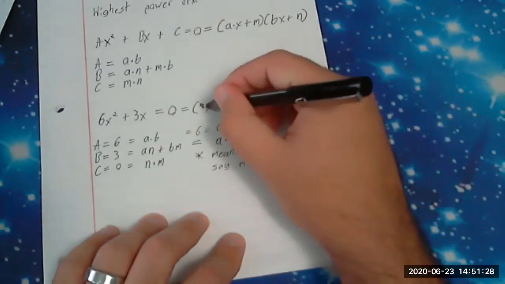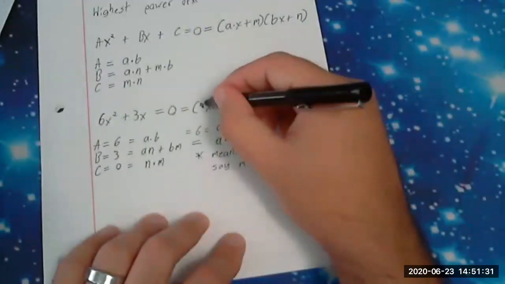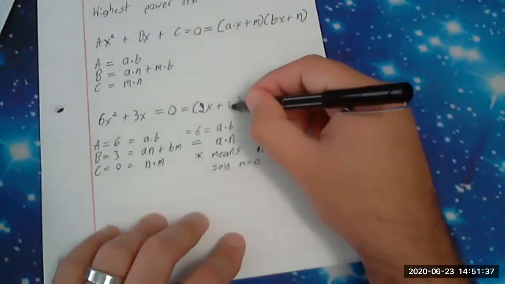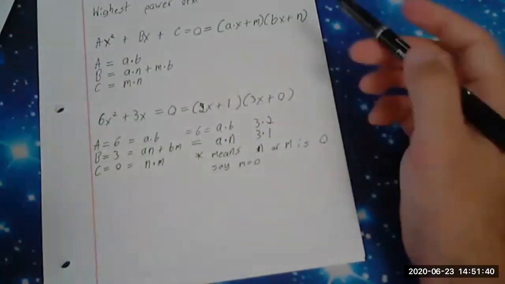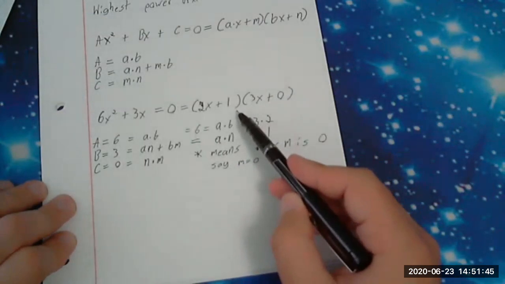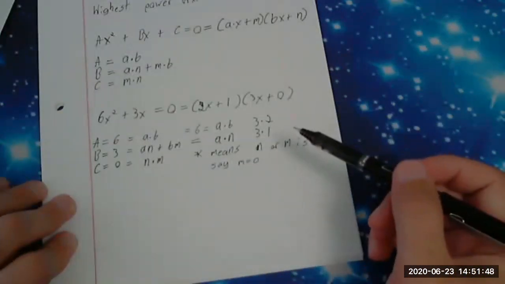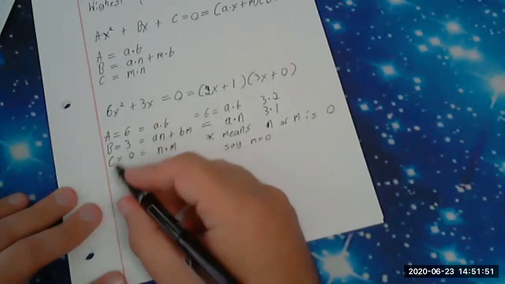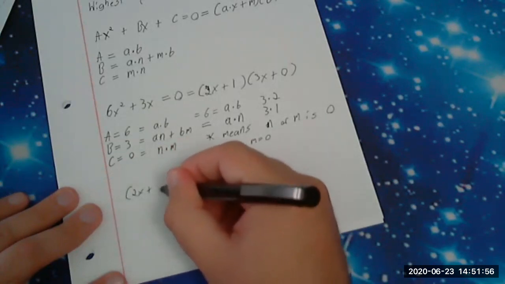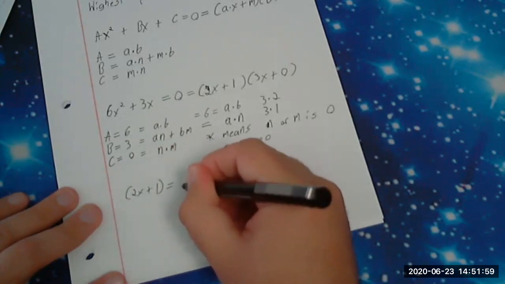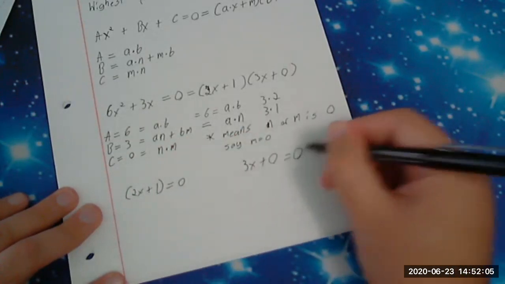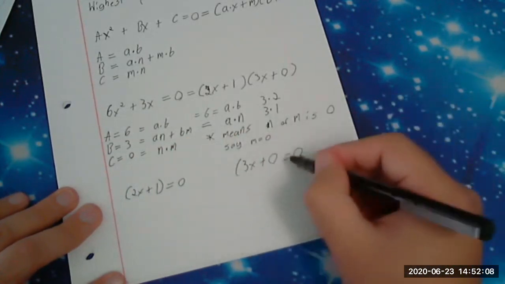Actually, I would have to go over here. A is 3, B is 2, and N is 1. So when we factor it, it factors into 2x plus 1 times 3x plus 0. So our solutions are from solving these two smaller linear equations. 2x plus 1 and 3x plus 0.